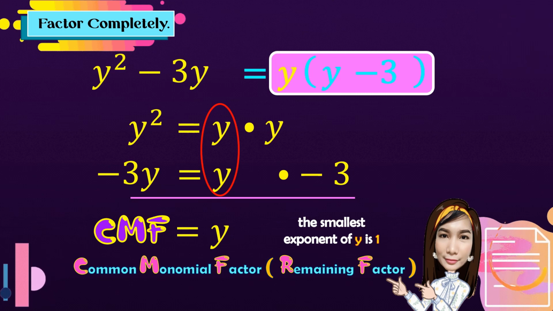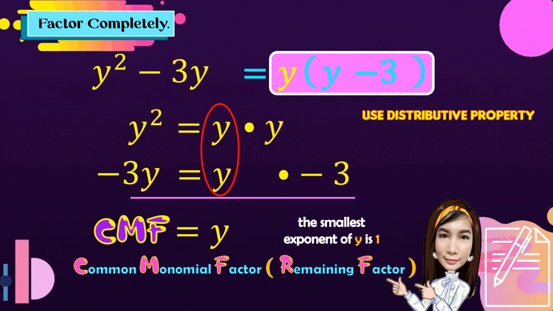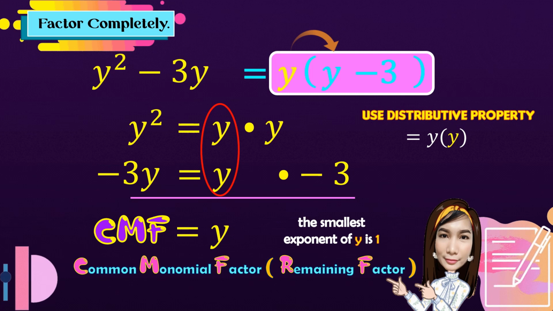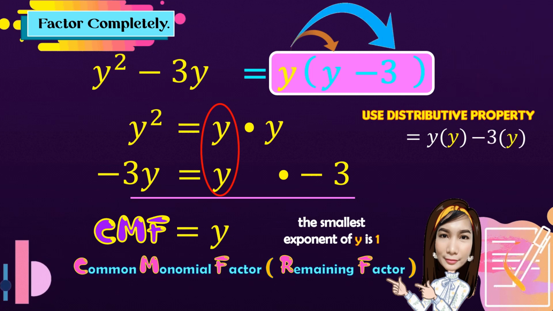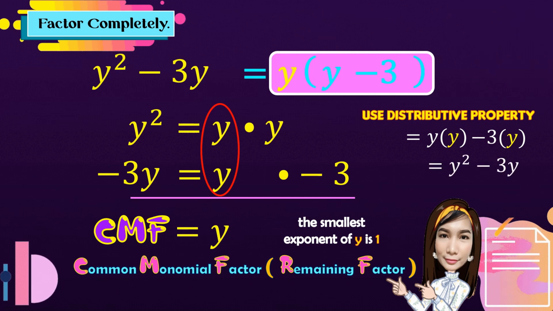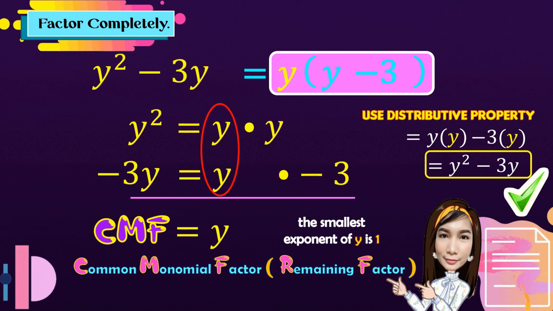To check if your answer is correct, we are going to use the distributive property. We're going to distribute or multiply the common monomial factor y to each term of the polynomial. So we're going to start by multiplying y times the first term y. Next, we're going to multiply y times the second term negative 3. So y times y equals y squared, negative 3 times y equals negative 3y. So you got it correct.